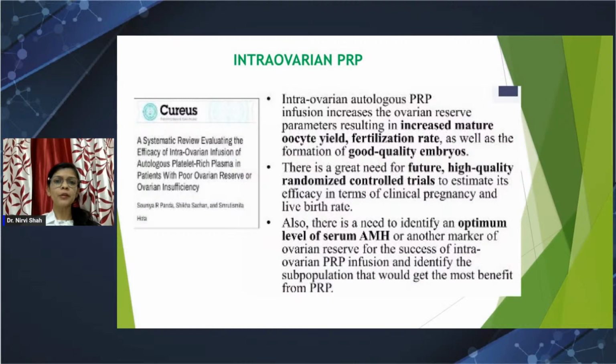So intraovarian PRP is something which is still performed because it is a minimally invasive procedure, where after an ovum pickup, a PRP can be done to increase the oocyte yield and the fertilization rate. There have been many randomized controlled trials which have been done. Also, they see an increase in the level of AMH and number of oocytes in subsequent cycles after infusing PRP into the ovaries. However, the studies still need to be done on a large basis to come to a statistical significance.